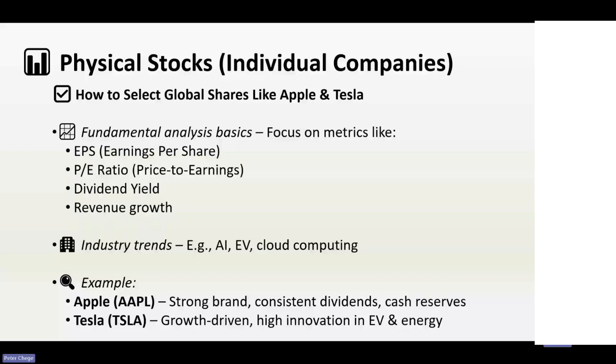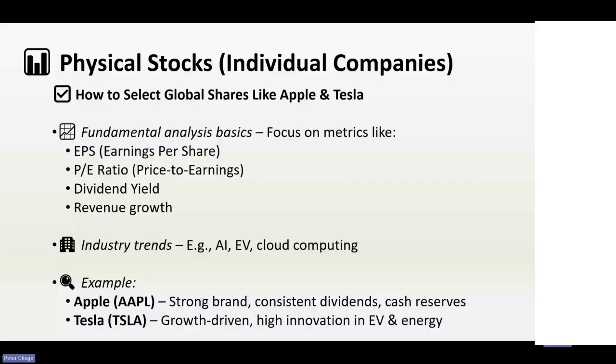One of them is EPS, that is earning per share. So this tells you how much profit each share of the company is generating. Let's say like Apple, EPS is $6. So it means that the company makes a profit of $6 for every share. So that's the first thing you need to check.